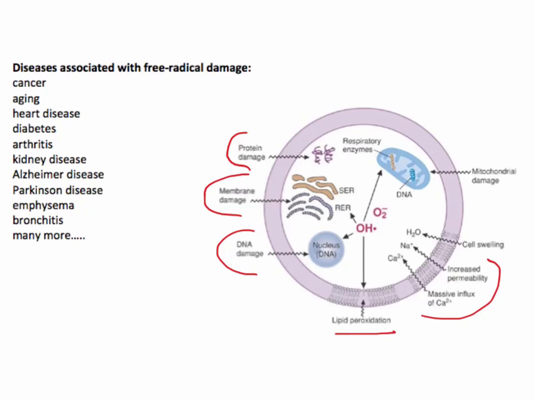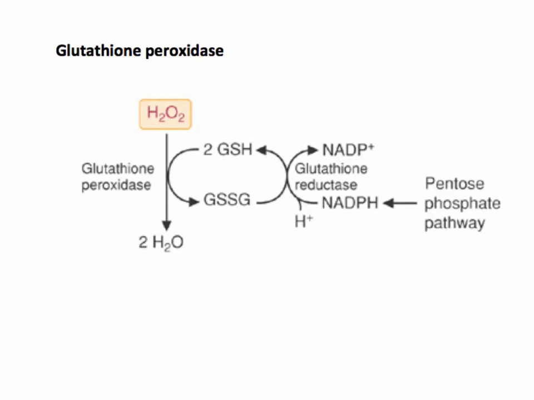Certain amino acids are susceptible to attack by free radicals. This leads to the inactivation of enzymes. So there is a long list of diseases and conditions that have been associated with free radical damage, and this includes aging, cancer, arthritis, diabetes, kidney disease, lung diseases such as emphysema and bronchitis, and neurodegenerative diseases such as Parkinson's disease and Alzheimer's disease.